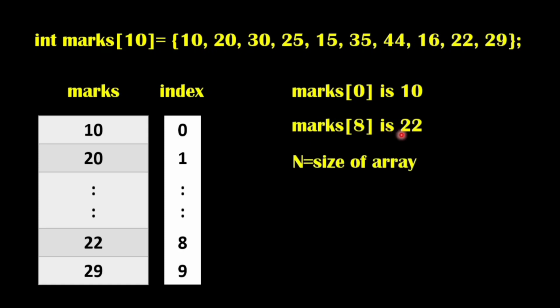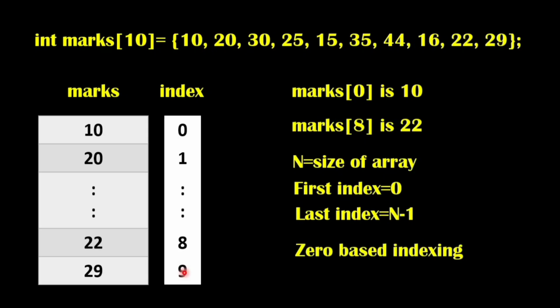Let's consider n as the size of the array. Here, what is the size of the array? That is 10. The first index is 0 and the last index is n minus 1. What is n? That is 10 here. N minus 1 is 9. That is the last index. This method is called zero based indexing, where the index starts from 0 and ends at n minus 1.